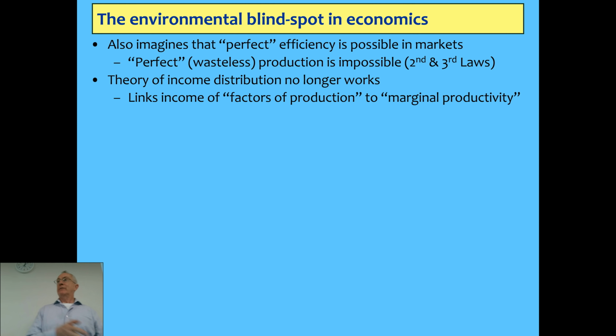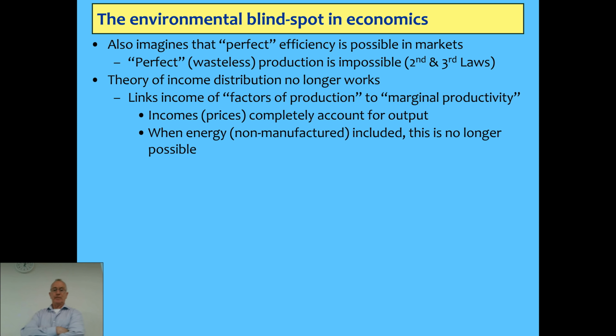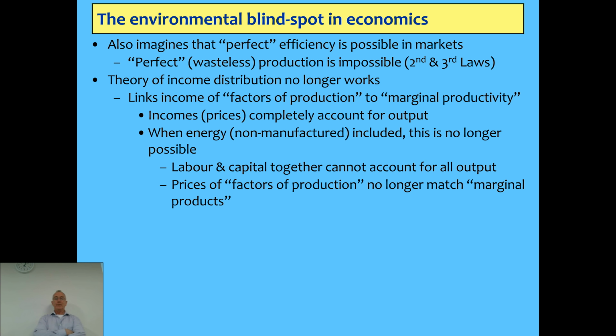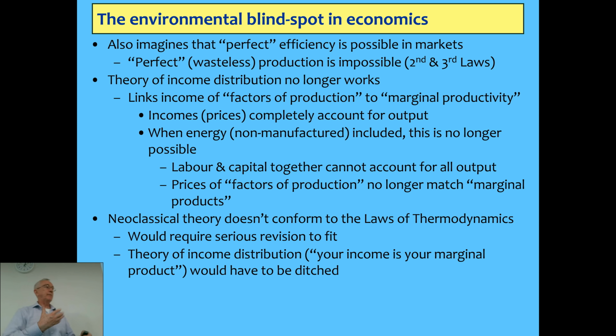And then they talk about income distribution reflecting your contribution to production. So they say the wage is the marginal product of labour. It's what the last worker adds. That's what the average wage is. And the return to capital is the marginal product of capital. It's what the last machine adds. And they then say income completely accounts for output. But when you look at energy as well, that's no longer true. You can't account for all output because you're using energy to produce it. You don't pay energy, you pay for energy. You don't pay energy itself. So the whole idea of a marginal product doesn't make any sense at that stage. And you have to do a lot of work to make it work better, particularly their theory that income distribution would have to be ditched.